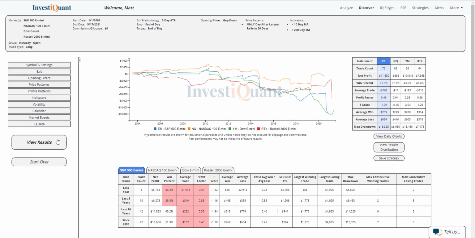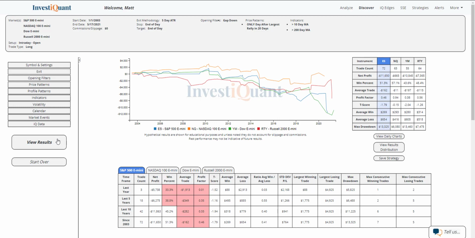The average loss is quite a bit larger than the average win in the NASDAQ. The Dow, average loss over twice the size of the average win. And again, in the Russell, the average loss is quite a bit larger than the average win. So that is consistent across all four instruments, whereas the winning rate is not consistent. Those are just neutral or so with the four different instruments.